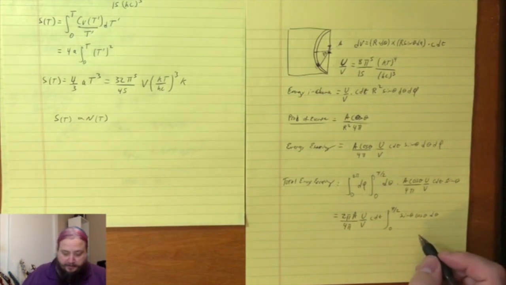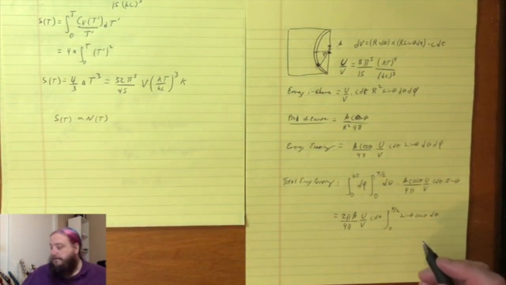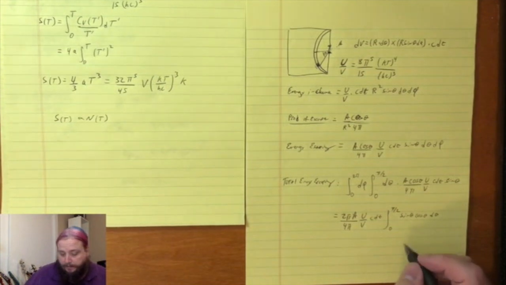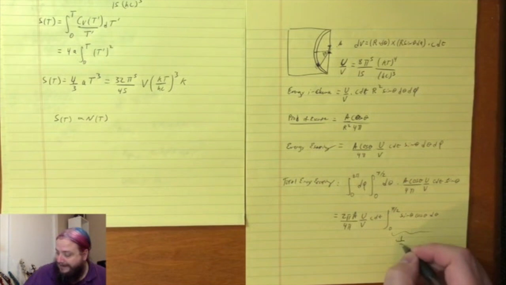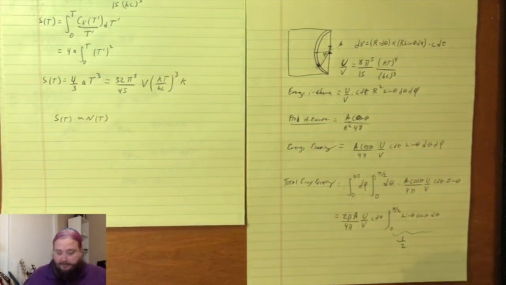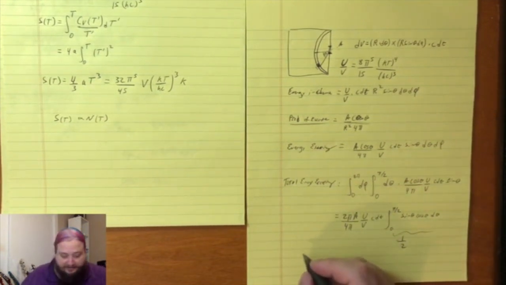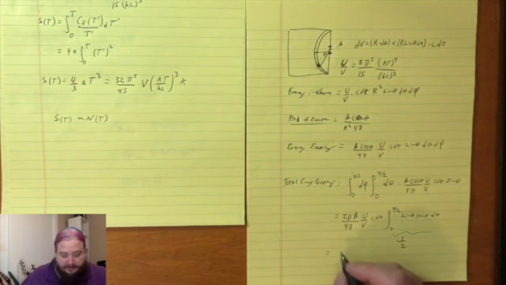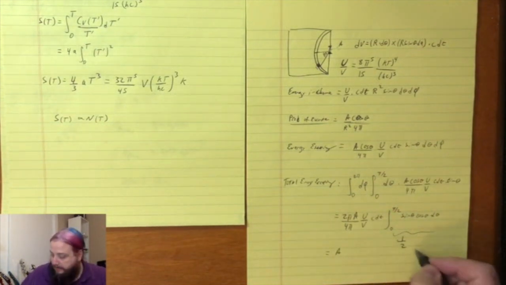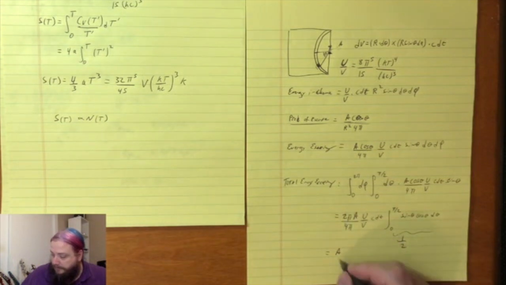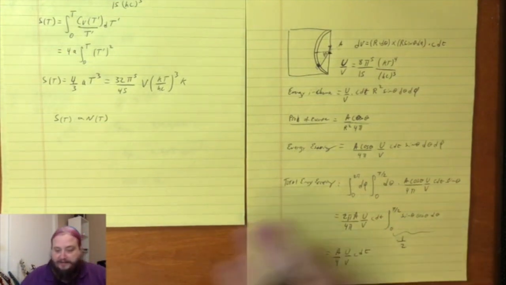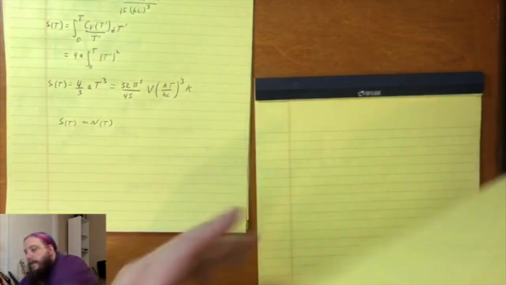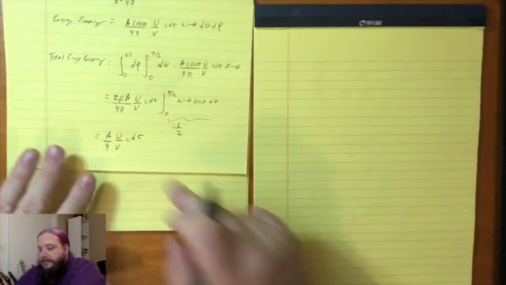This is going to give us a result of 1/2. And so the total energy escaping then is A, the 1/2 cancels with the 2, A over 4 U over V c dt. And so that's the energy in some time dt.